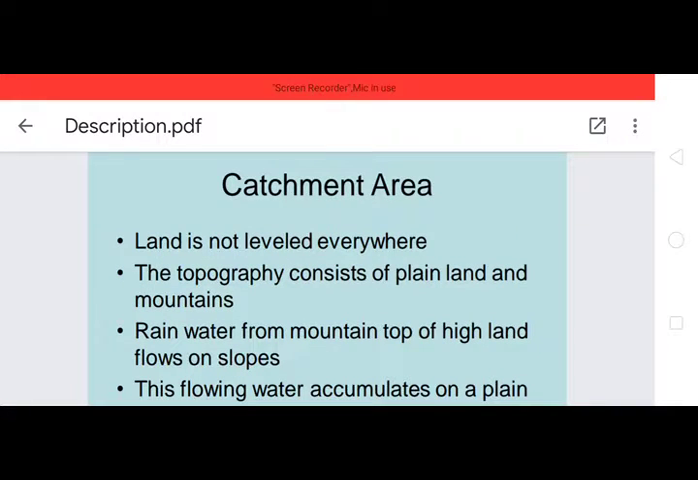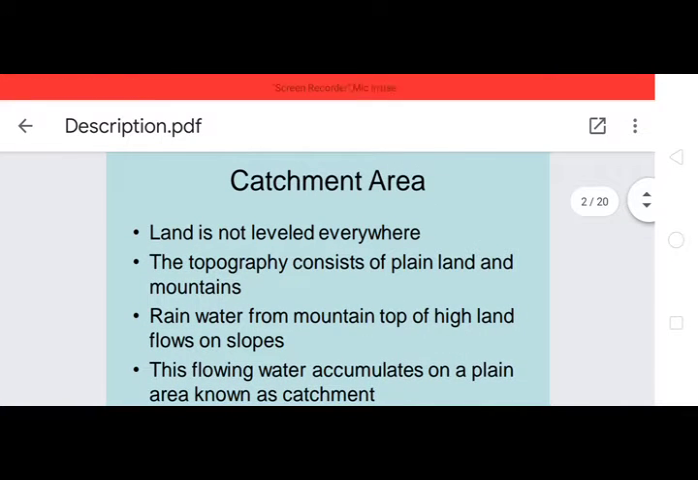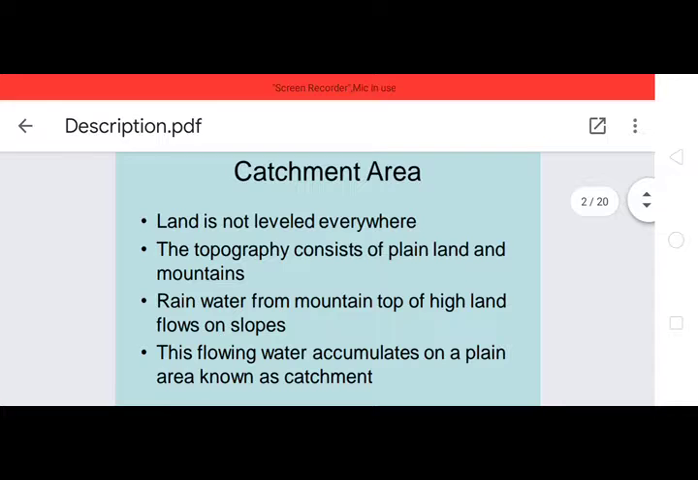Today we will discuss catchment area. We came to know about the terminology of catchment in previous classes. So in relation with that terminology, we are discussing catchment area in brief. So what is catchment area? Here is the question first.